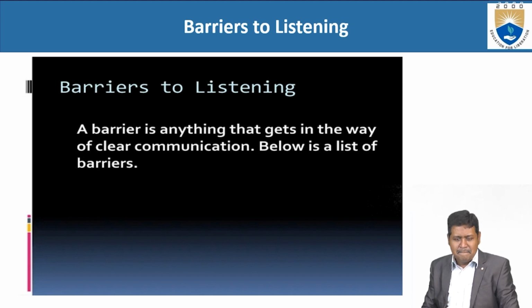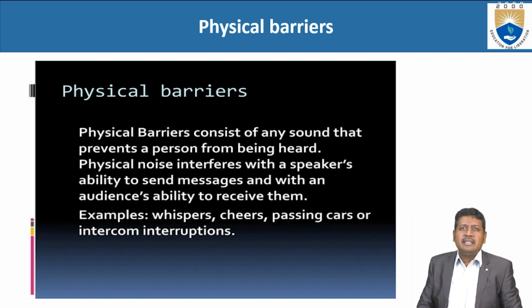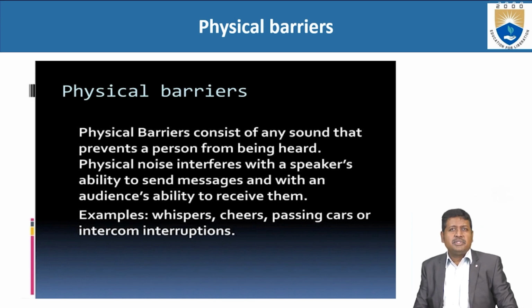What is that? Physical barriers. Physical barriers consist of any sound that prevents a person from being heard. Physical noise interferes with a speaker's ability to send messages, and with an audience's ability to receive them. Examples are whispers, cheers, passing cars, or intercom interruptions. All these things are physical barriers.